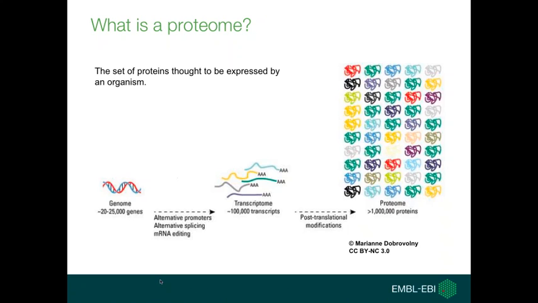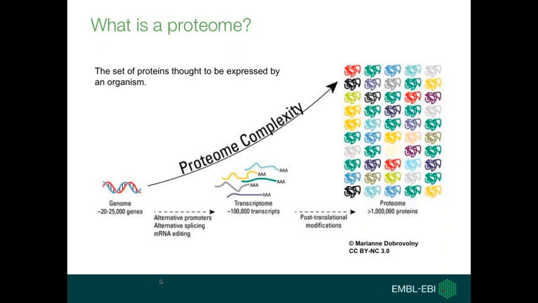So you can have around 100,000 transcripts. And as we know, these transcripts undergo post-translational modifications, so the variety of proteins that you see is even more complex. You can have more than 1 million proteins, for example. So the main thing to note here is the increase in complexity.